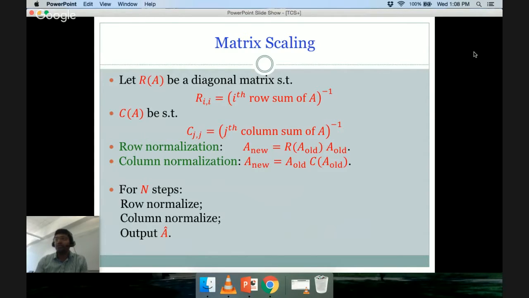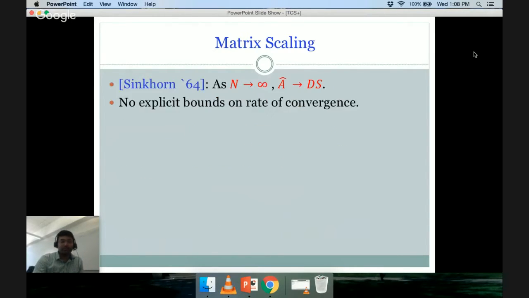So this is the natural iterative algorithm that Cohn proved converges. Cohn in '64 proved that as n tends to infinity, the output A hat converges to be doubly stochastic. So the row and column sums all get closer and closer to being all ones. Cohn gave no explicit bounds on the rate of convergence.